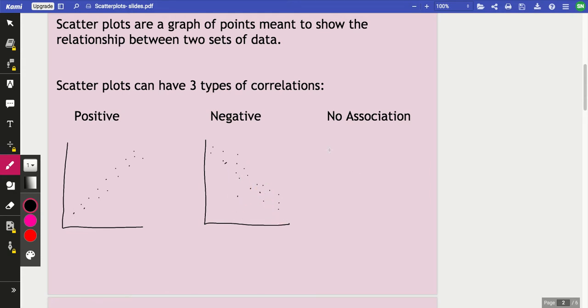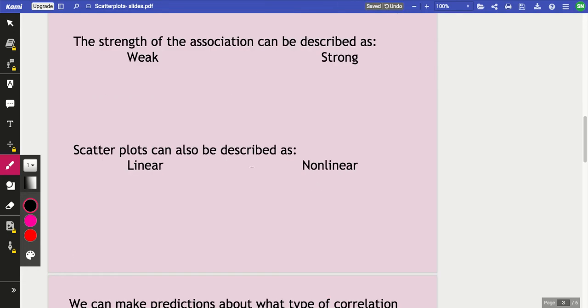Okay, and then we can have no association, and that just kind of means the dots are all over the place. There's no real association between the two variables here. We can also describe the strength of the association as weak, so that's when the dots are far apart, or we can describe them as strong. That's when the dots are close together.